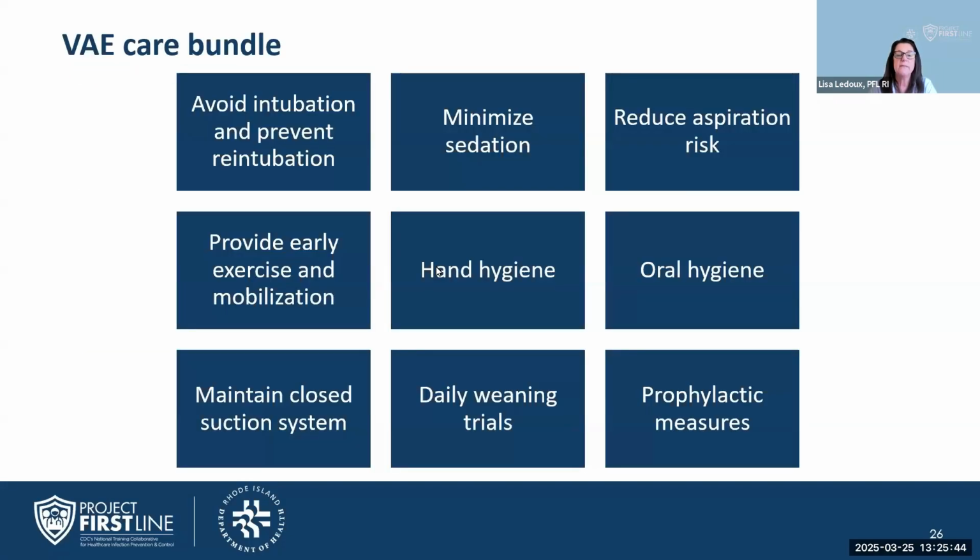So here are some of the care bundle actions that will help prevent a ventilator-associated event. Avoiding mechanical ventilation and preventing reintubation, use of appropriate sedation, preventing aspiration risk, hand hygiene, oral hygiene, maintaining a closed suction system, and daily weaning protocols, and also providing early exercise and mobilization.